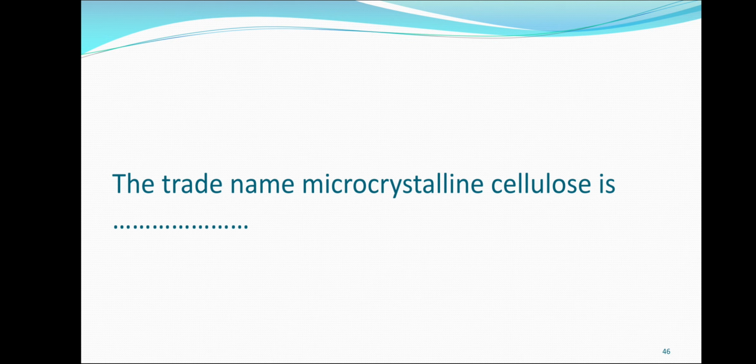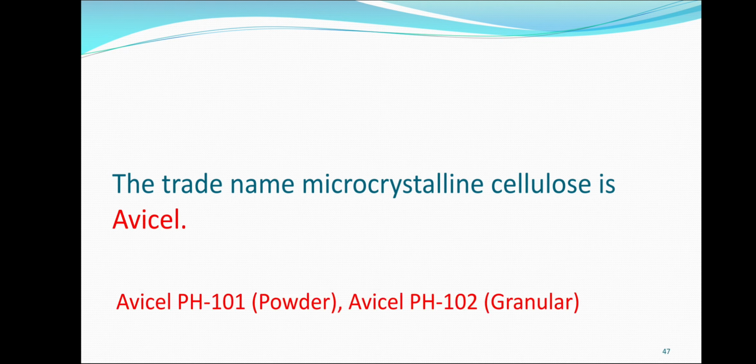Next is: the trade name of microcrystalline cellulose is dash. The answer will be Avicel. Here Avicels are of two types: Avicel pH 101, which is in powder form, and Avicel pH 102, which is in granular form.